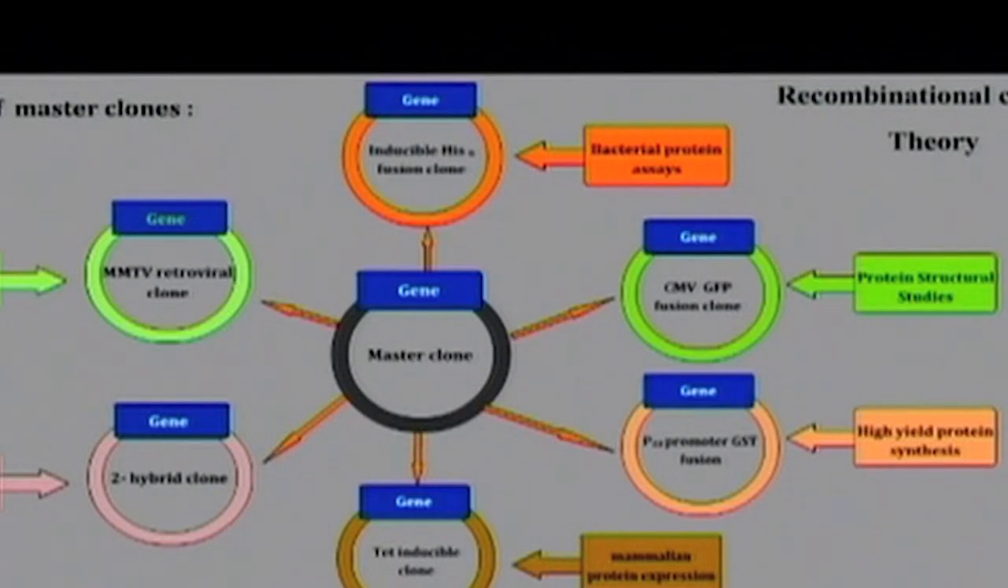Proteins can be efficiently expressed in bacterial, yeast, and mammalian systems and used for a variety of applications such as structural and functional studies, protein interaction studies, protein assays, producing high yield of protein for experimentation, etc. The rapid recombination between clones that is possible with the Gateway system cannot be done by using conventional cloning techniques, due to which this recombinational cloning protocol is now widely used.